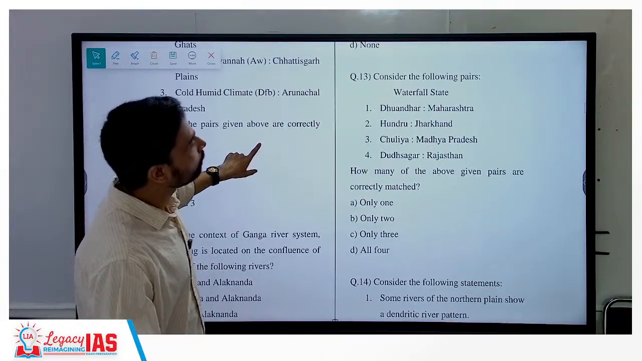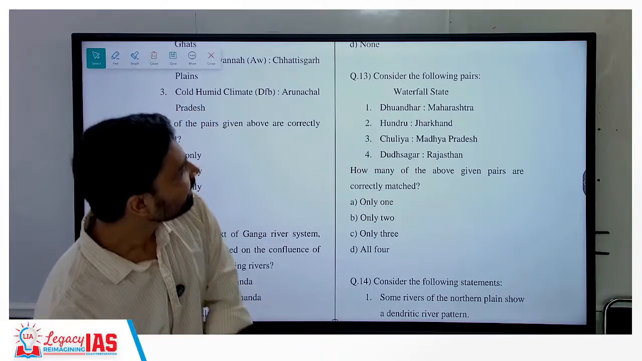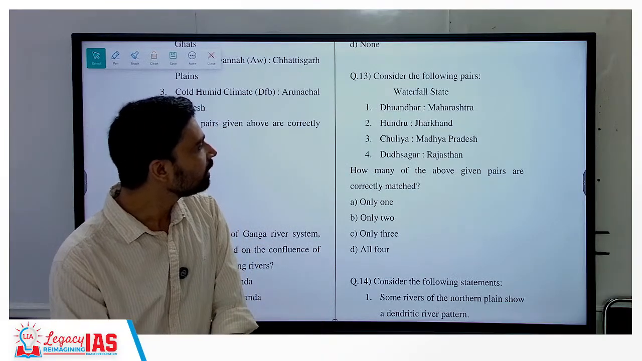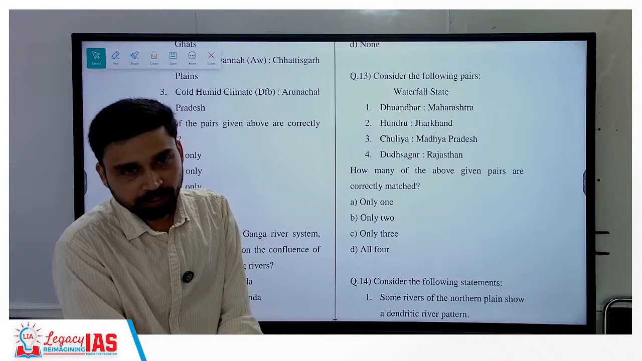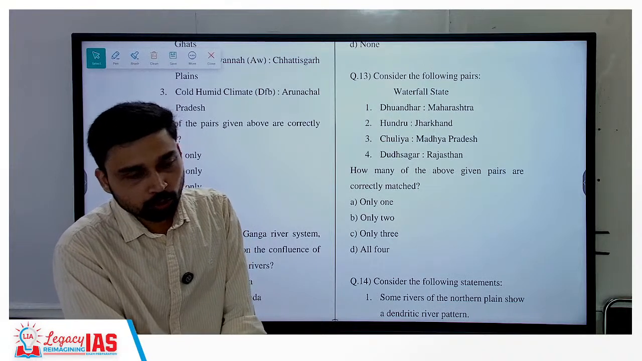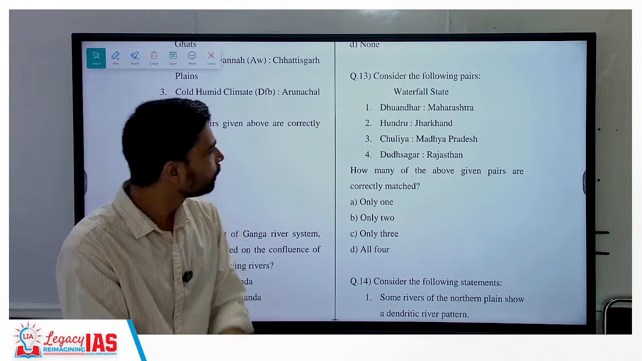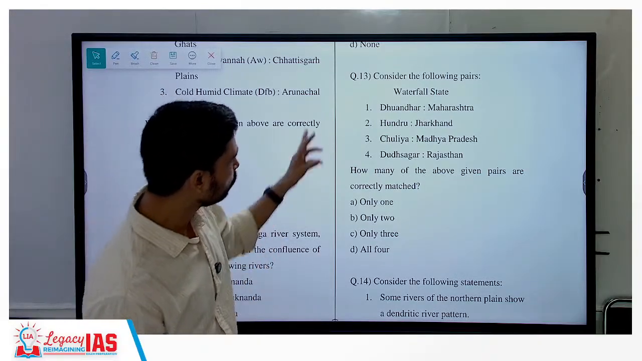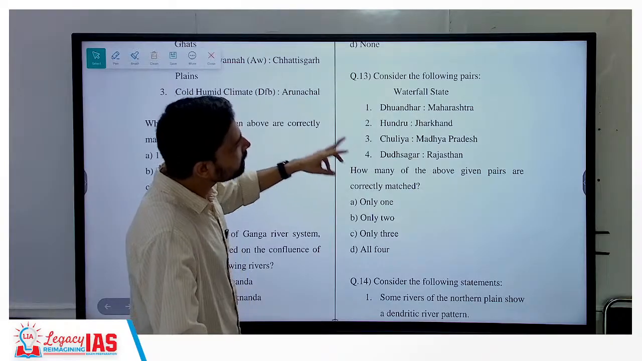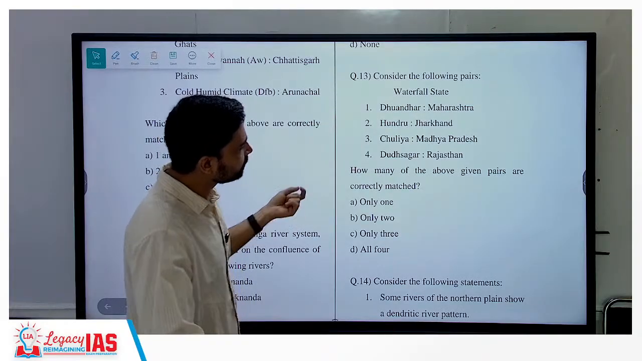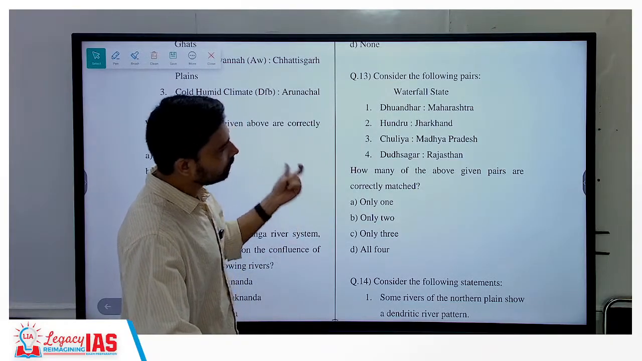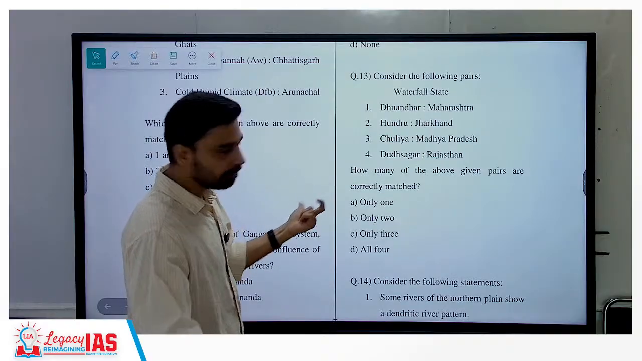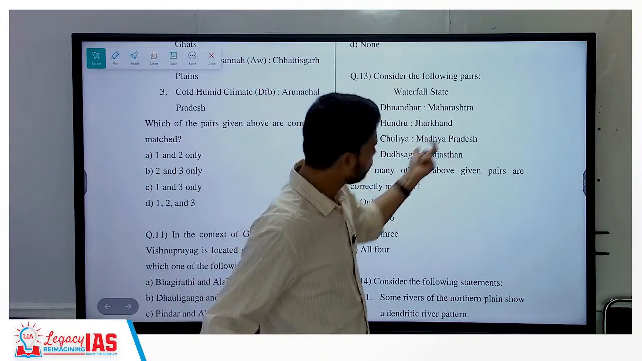Then waterfall and state. Waterfall, Dhuandhar. Dhuandhar we have discussed in Narmada river. Okay, this waterfall I told you, Sahasradhara and Dhuandhar in class. Dhuandhar is in which state? Madhya Pradesh, not in Maharashtra. Dhuandhar in Madhya Pradesh. Hundru is on Suvarn Rekha river. It is in Jharkhand. It's true. Chulia, Chambal. Chulia is over Chambal river. Chambal river is in which state? Madhya Pradesh. So that is correct.